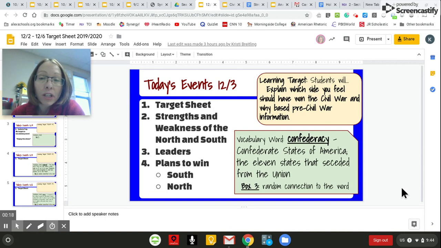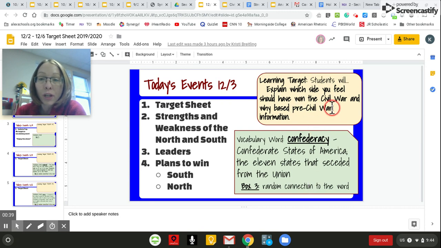So the vocab word today is Confederacy. We've heard this word before. This is the southern side in the Civil War. It's the Confederate States of America, the CSA, and it's the 11 states that seceded from the Union is what we're looking at here. So think about some random connection. Where have you heard this before? How have you heard it?